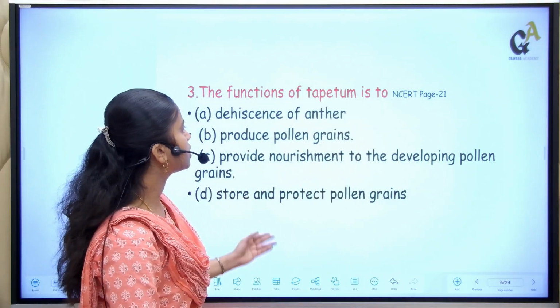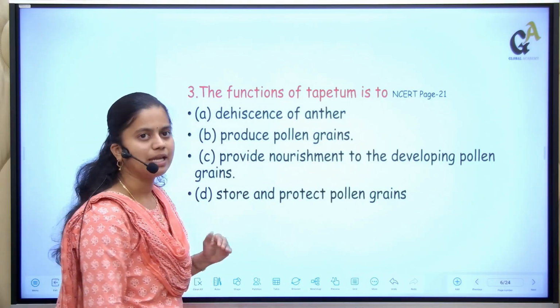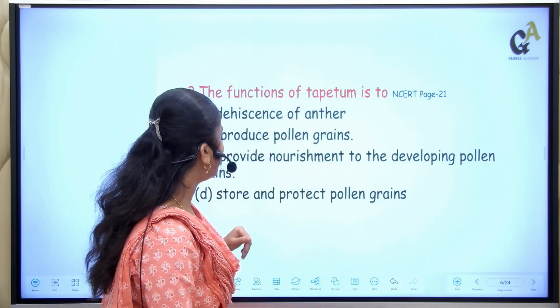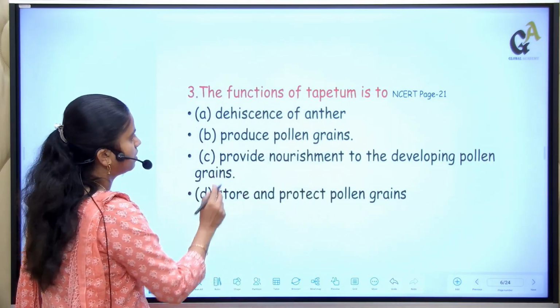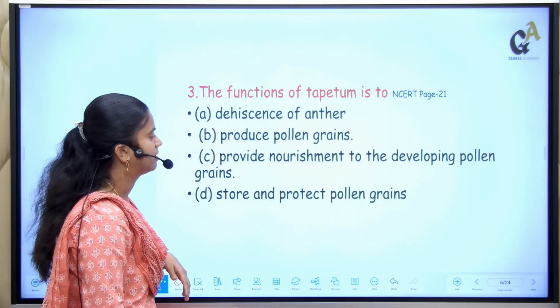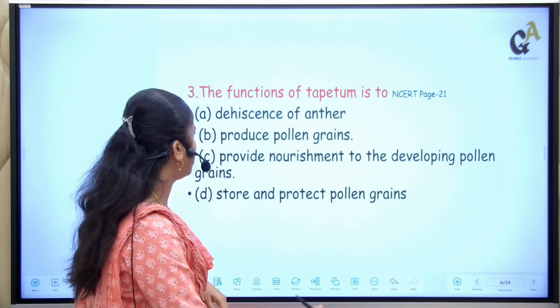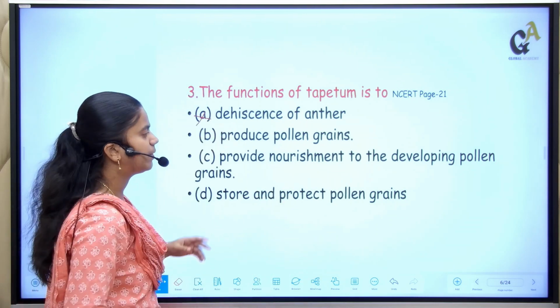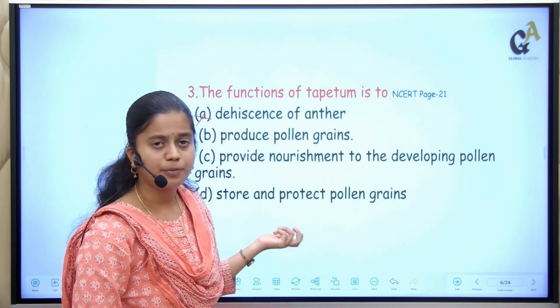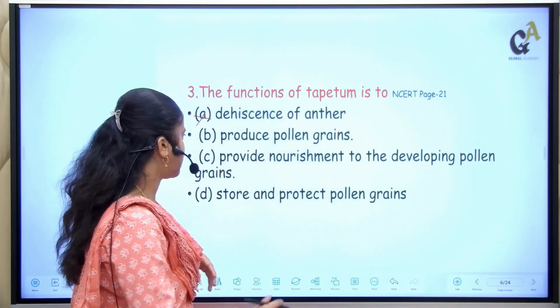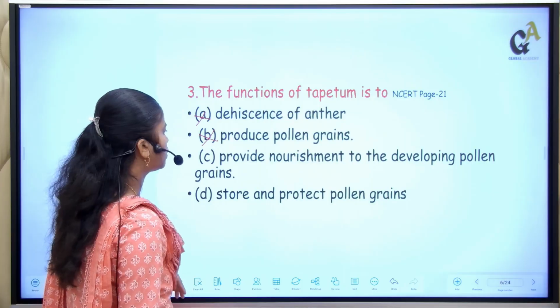Next, the functions of tapetum is 2. Just now in the previous question I have already mentioned. What will be the answer? Can you guess? See students, option A is suggesting a dehiscing of anther. Wrong. It produces the pollen grain. No, it is not producing pollen grain. Pollen grain is produced by microspore mother cell. So this statement is also wrong.